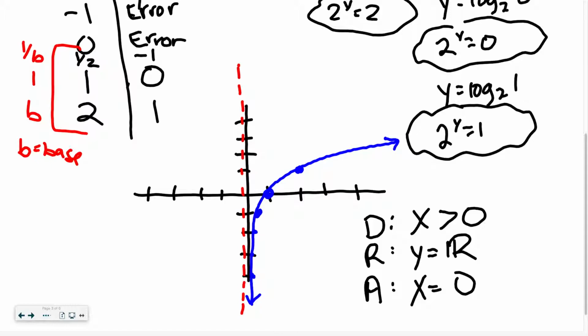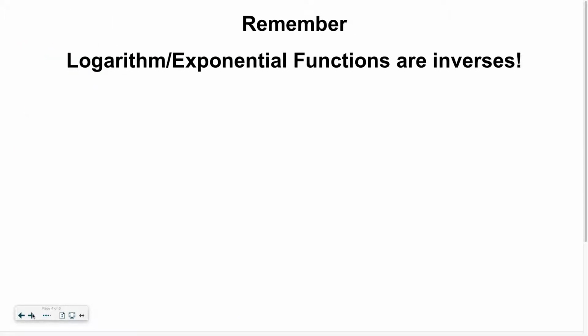Okay, so are you seeing some connections between the logarithm's graph and the exponential graph from earlier in the chapter? I'm going to go to my next slide, which is remember that logs and exponentials are inverses of each other. And what did inverse mean? Opposite. How do we get an inverse? Switch x and y.